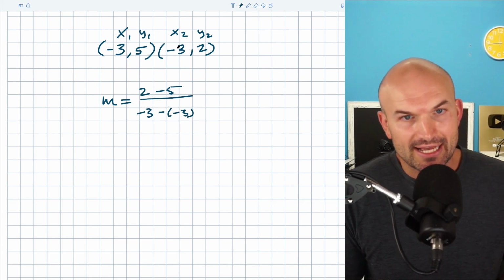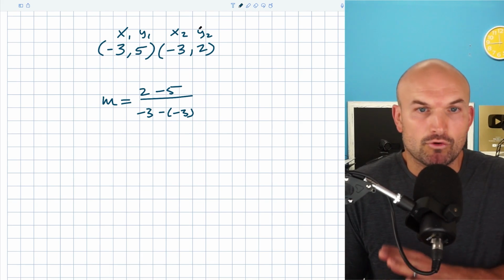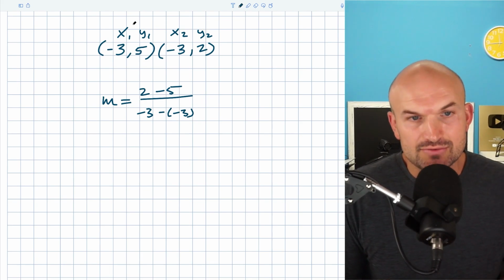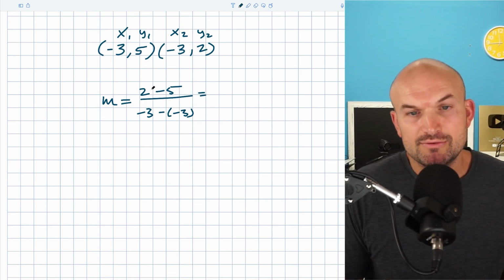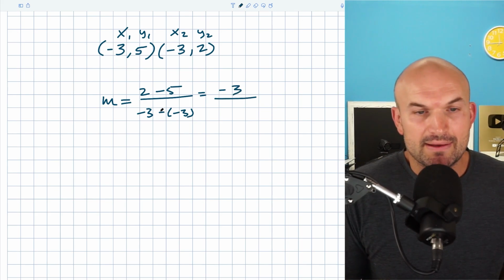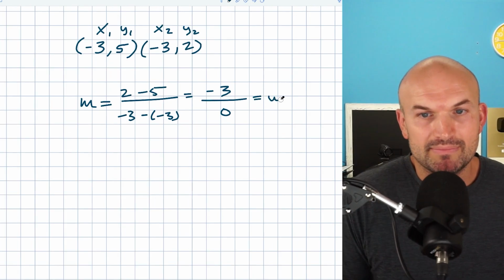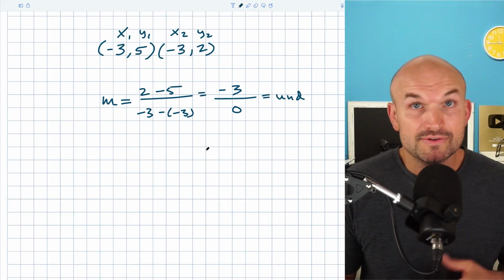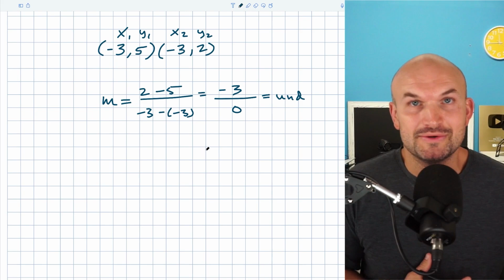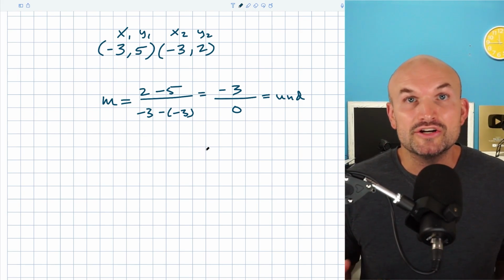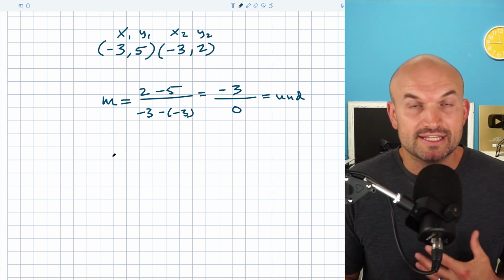Okay. So again, just make sure you're following the same order. y2 minus y1, x2 minus x1. And when I go ahead and do this, what I get is 2 minus 5 is -3. And then -3 minus -3 is going to be 0. Now this has a problem, because our slope is now undefined. So not only is that something we can't plug into a linear equation, but we have to actually understand exactly what is going on with an equation like this.